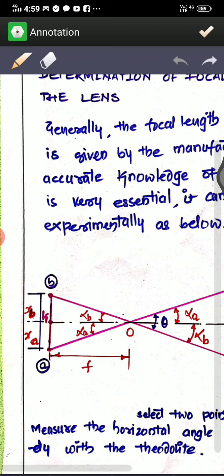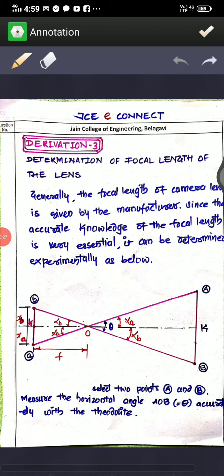From O, if you sight A, you get angle alpha A, and from O, sighting B, you get alpha B. Then the total angle AOB will be theta, which equals alpha A plus alpha B. The same reverse arrangement is there at the negative, where on this side you have angle B and on this side angle A. So, selecting two points A and B, measure the horizontal angle AOB, that is theta, which equals alpha A plus alpha B, and you determine that using the theodolite.